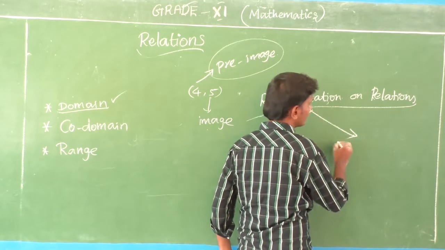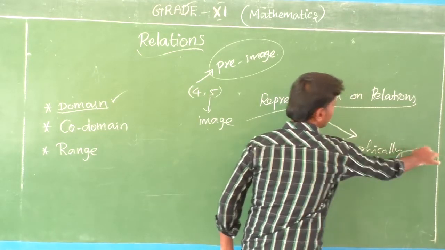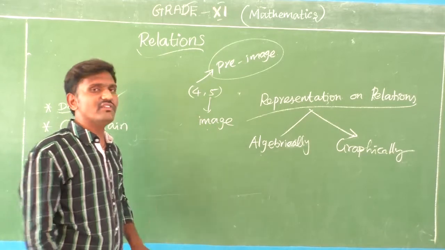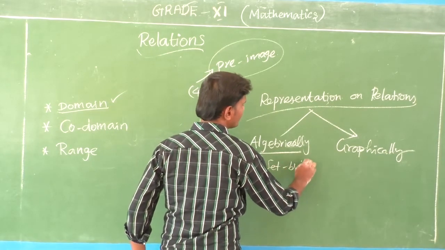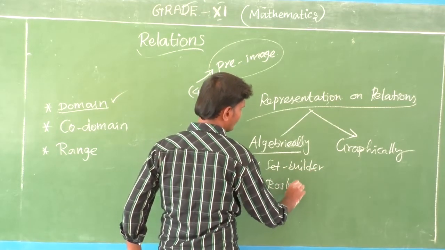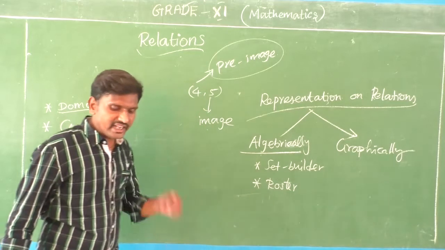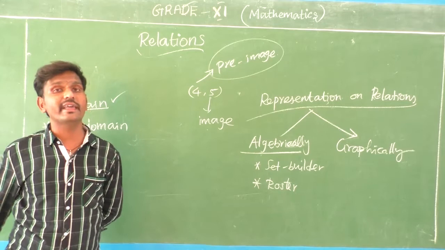And the second one is graphically. So from algebraically we have two types. The first one is set-builder form, which you already know from set theory. And the second one is called roster form. And graphically we have to represent it by visualizing an arrow diagram.